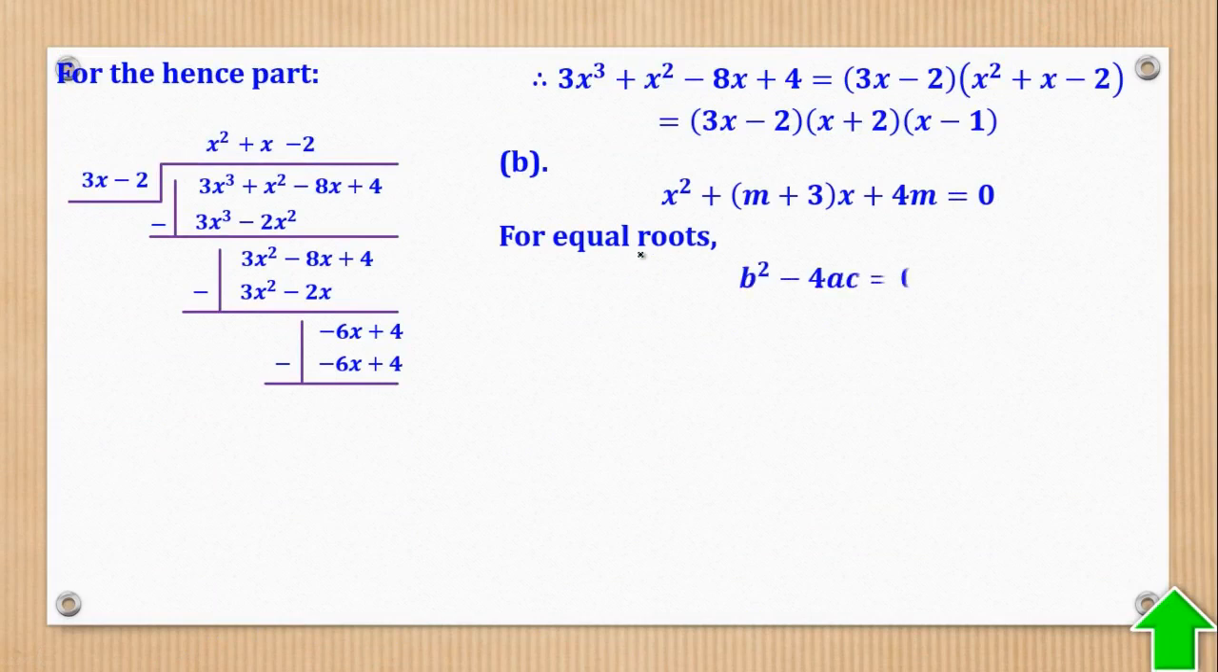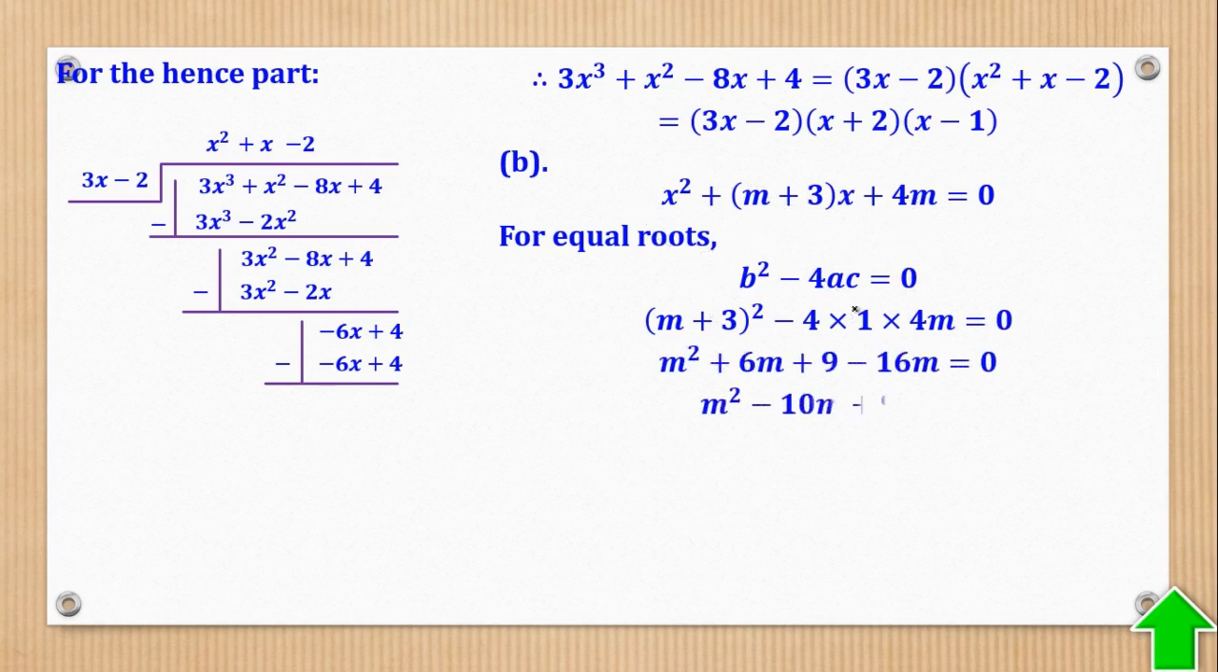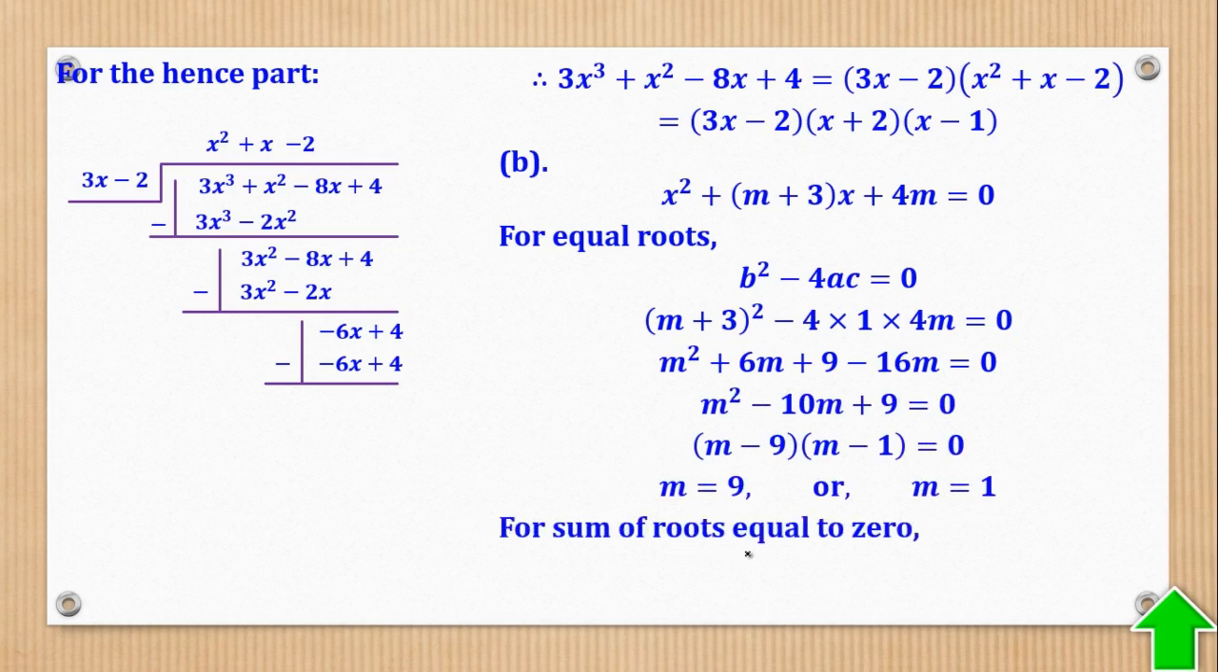So for equal roots, the discriminant is equal to 0. Therefore, substitute b squared, 4a is 1, and c is 4m. Simplify to come up with a quadratic, solve it by either factorization or the bulldozer method to come up with two values of m. Therefore the sum of roots equal to 0, it implies that this is equal to 0. Therefore m will be -3, and that's what they wanted.